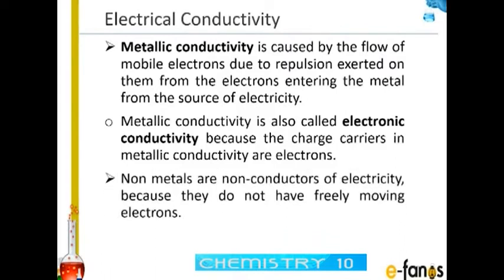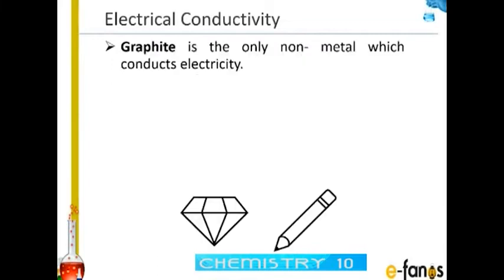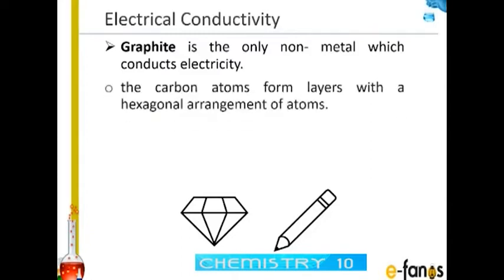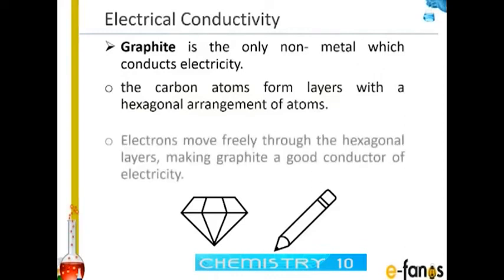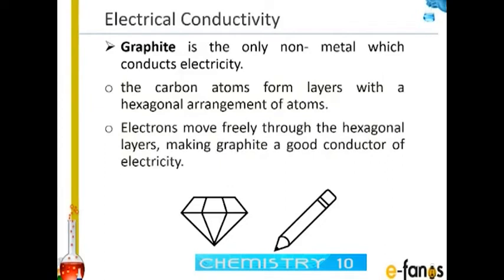Nonmetals are non-conductors of electricity because they do not have freely moving electrons. But there is one exception to this rule. So graphite is the only nonmetal which conducts electricity. You may remember from previous lessons that graphite is made up of carbon, a nonmetal. So the carbon atoms form layers with a hexagonal arrangement of atoms. And because of this arrangement, the electrons can move freely through the different layers, making graphite a good conductor of electricity.